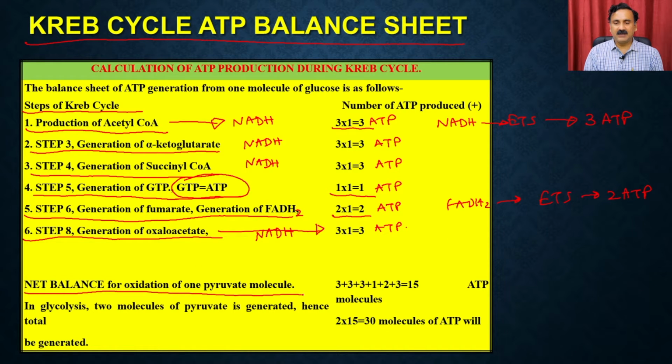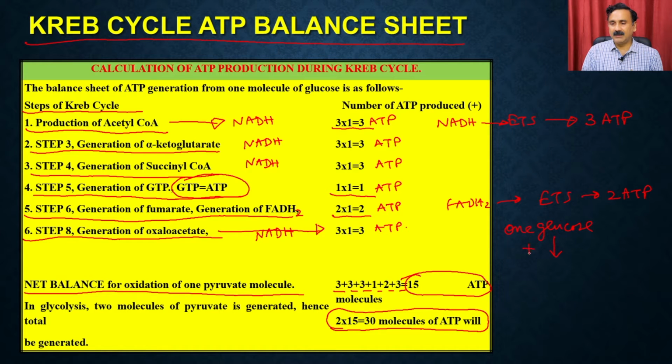Now what is the net balance for oxidation of 1 molecule of pyruvate? There will be a net production of 3, 3, 3, 1, 2, 3, and that is 15 ATP molecules. But since glycolysis produces 2 molecules of pyruvate, the total production is going to be 30 ATP molecules. So if you start with 1 glucose molecule, and if you consider that there is an enormous amount of oxygen present, then it is going to give you 8 ATP molecules in glycolysis, and 30 ATP molecules in the Krebs cycle. This means it is going to give you a net of 38 ATP molecules in the presence of oxygen.